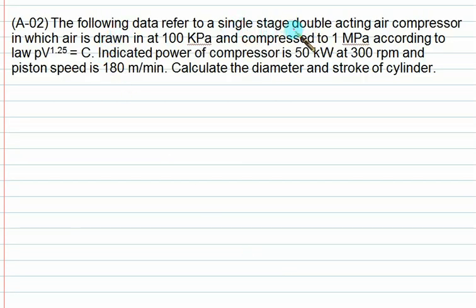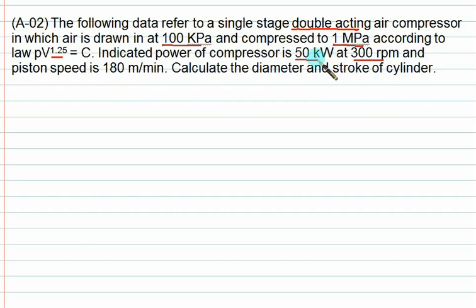The following data refers to a single stage double acting compressor in which air is drawn at 100 kilopascal, which is suction pressure, compressed to 1 megapascal, that equals 10 bar, according to the law PV to the power 1.25 equals constant. The theoretical power is 50 kilowatt, at 300 rpm, and the piston speed is 2LN, which equals 180. We want to find out the diameter and stroke of the cylinder.